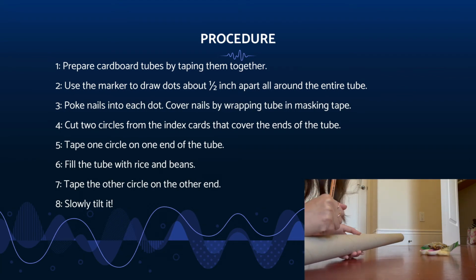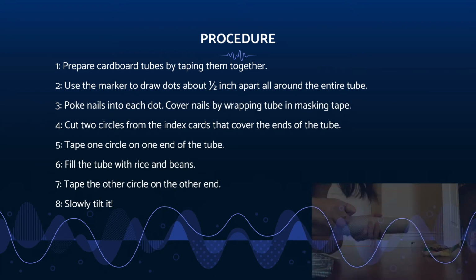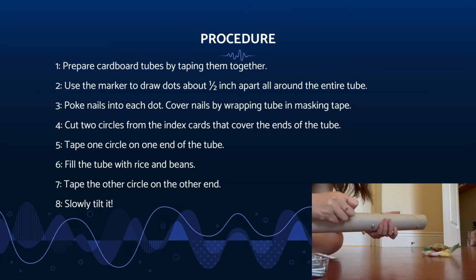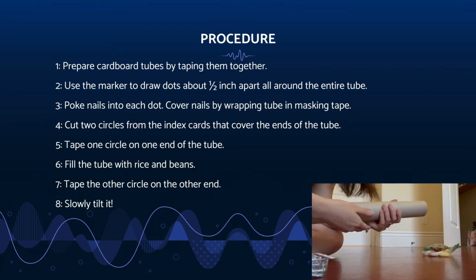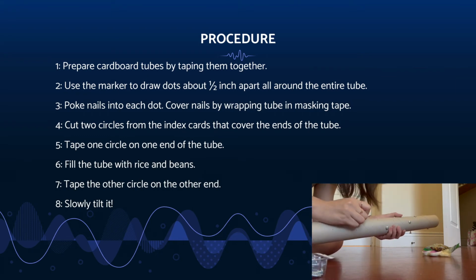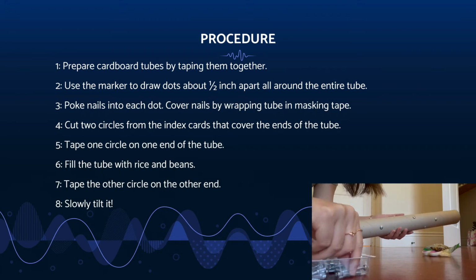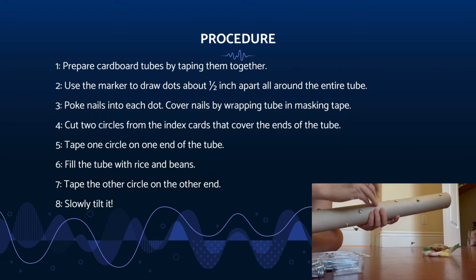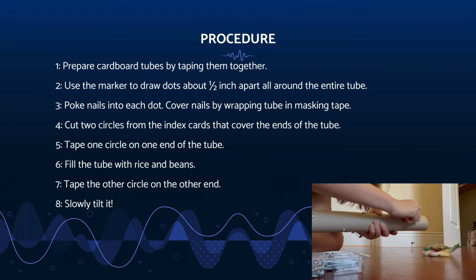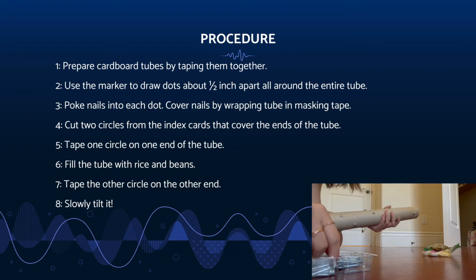Then you're going to use your marker to draw dots around the entire tube, all the way from the top to the bottom. Since you have 50 nails, you can estimate how far apart your nails should be, but they should be about ½ inch apart. Once you have all your dots drawn across your tube, you're going to use your nails and poke them through.